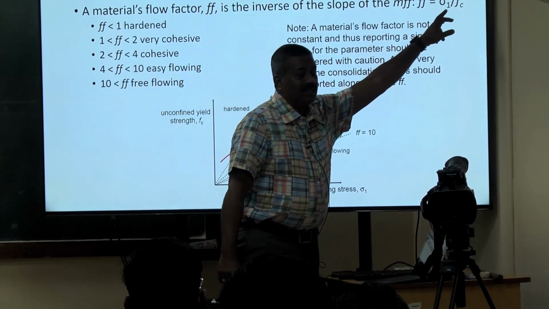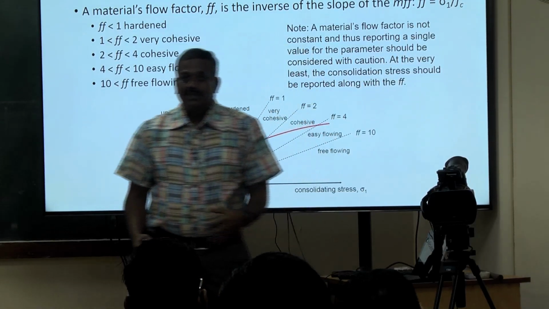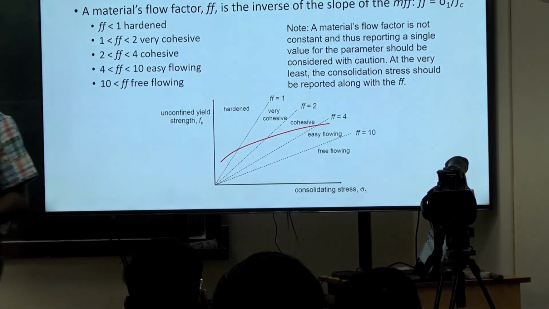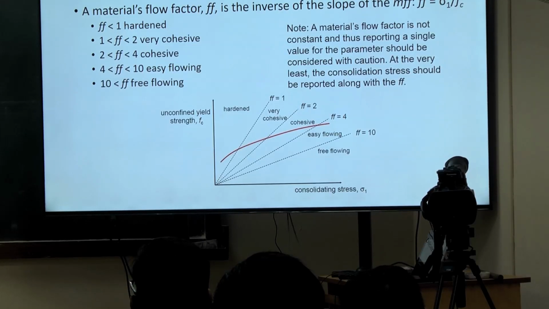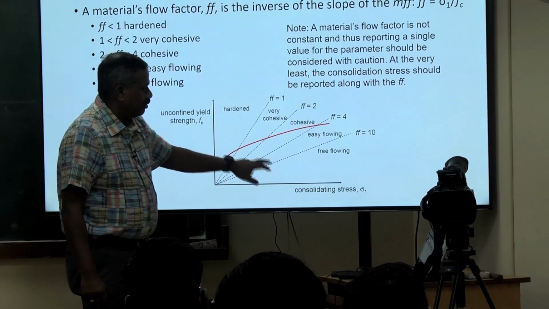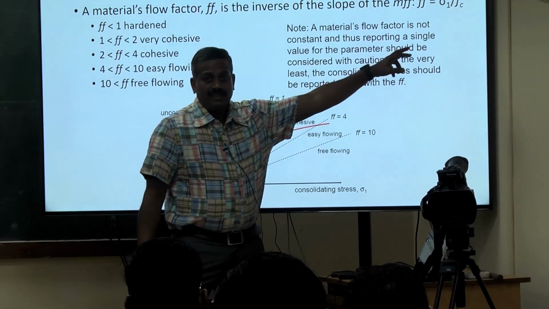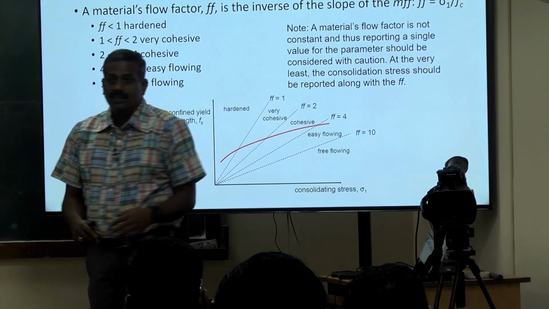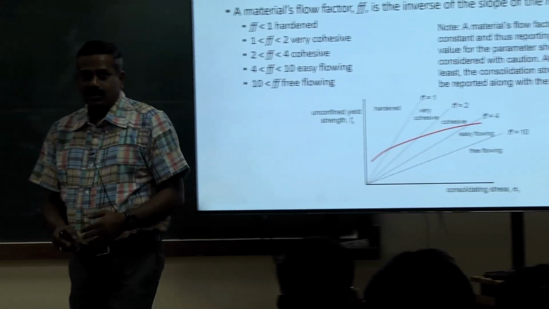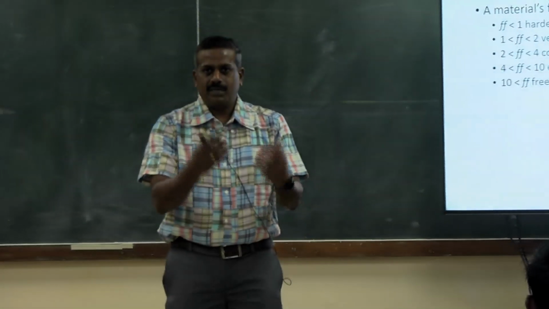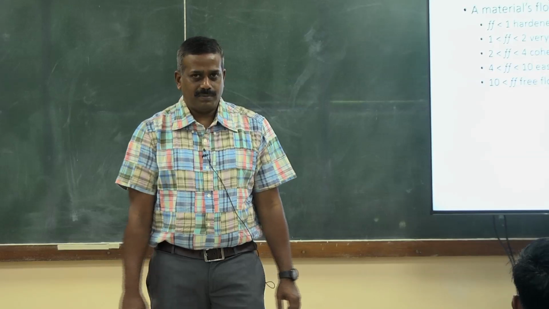If the consolidation stress is the same as the unconfined yield strength, then the arch at the bottom will not break, right, because it has high strength. So that's almost that criteria. If the consolidating stress is much higher than the unconfined yield strength, then it will flow very freely, right? So the powder will break very easily from the bottom. Okay.